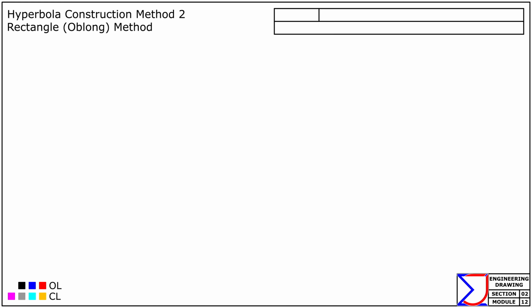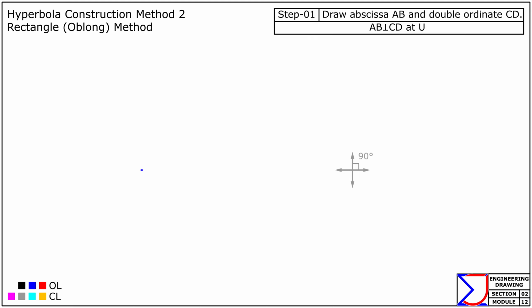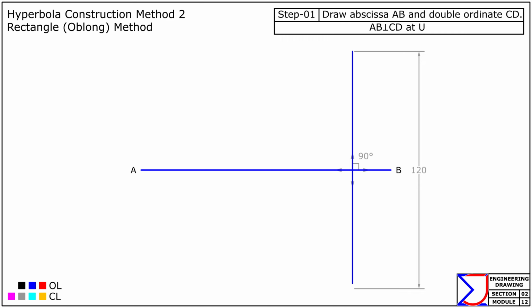Let's proceed with the rectangle or oblong method to construct the hyperbola, having half of the transverse axis as 50 mm, double ordinate as 120 mm, and abscissa as 40 mm. First, draw the principal axis, AB, and the double ordinate, CD, of the specified lengths, ensuring that they intersect at right angles at point U. Mark points O and V on AB, so that OV equals half the transverse axis and UV equals the given abscissa.